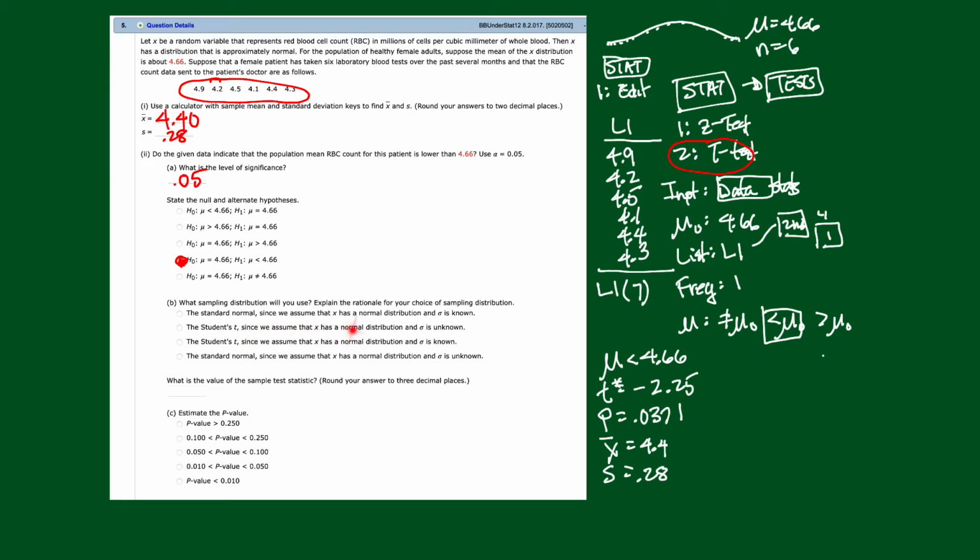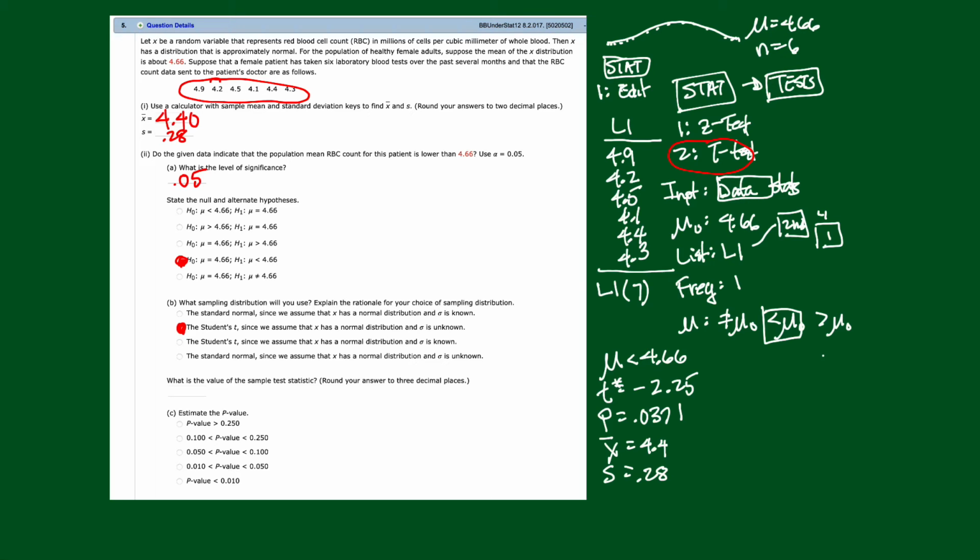Since we assume that x is normal and sigma is unknown, versus we assume x is normal and sigma is known. Well, sigma is not known. So we're assuming that x is normal, but sigma is unknown. So we're going to go with this one right here. Student's t, because we assume x is normal. They're telling us that. But sigma is unknown. So let's go with this one here.